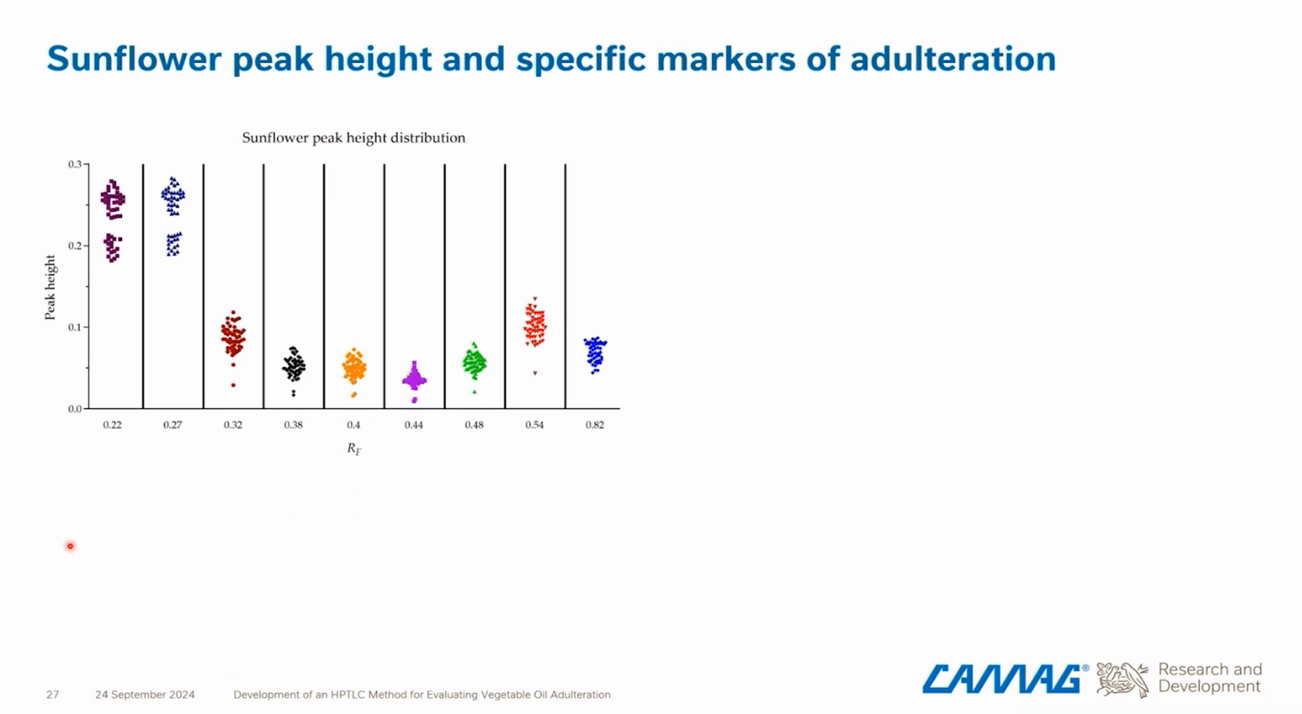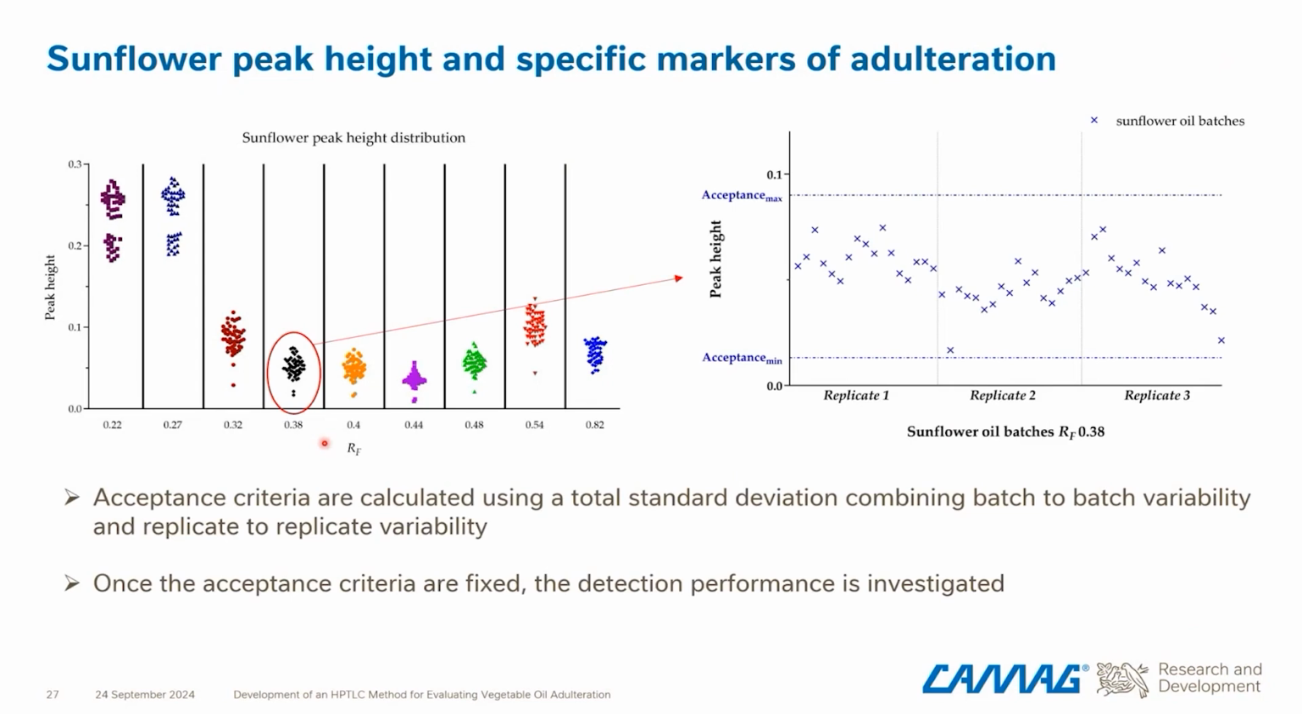Here it's the peak height for the specific markers of adulteration we spot. We have here the sunflower peak height distribution, and below we have each retarded front, where we check the variability of the peak height. And here we have the peak height on the left. Here is the distribution for each one, and more details about the one at 0.38. So we have the peak height here. As you can see, we have the replicate 1, 2, and 3. And here it's batch to batch peak height.